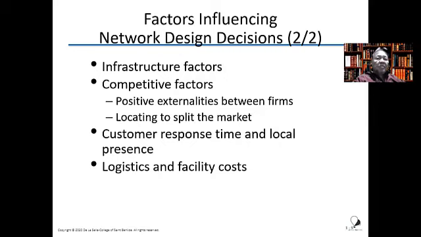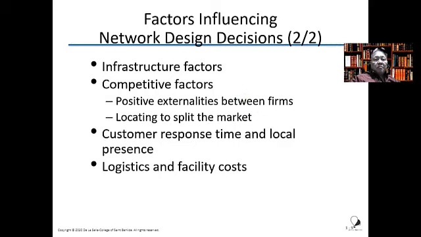Key infrastructure elements to be considered during network design include availability of site and labor, proximity to transportation terminals, rail service, proximity to airports and seaports, and utilities, including internet and Wi-Fi. Very important.